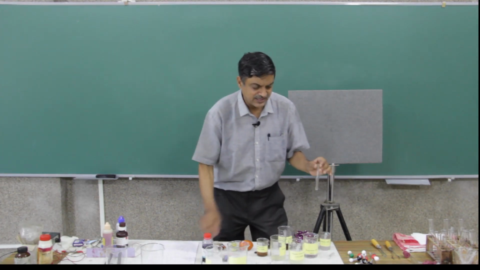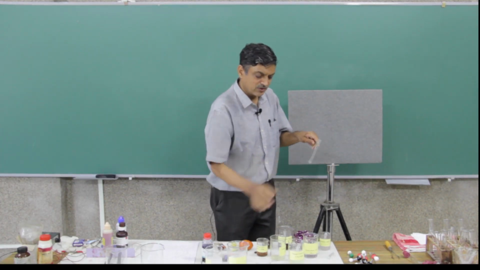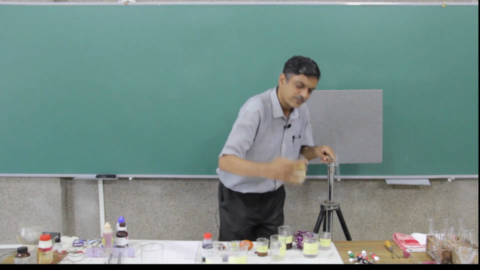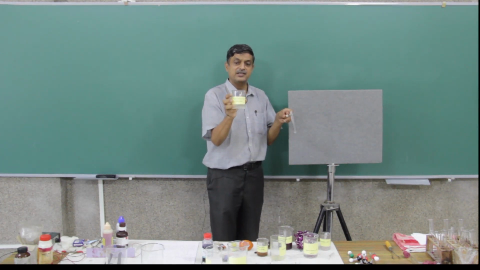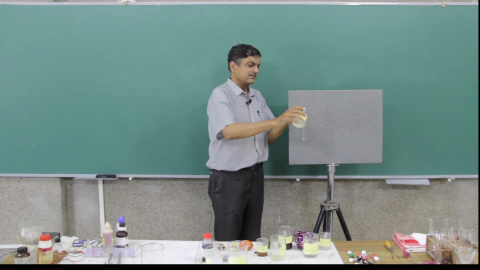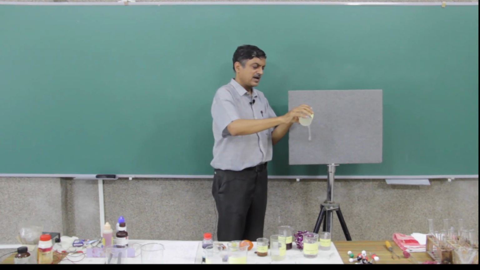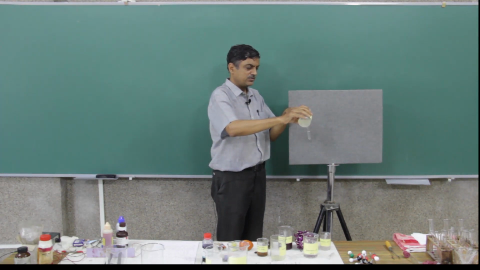So, first I take here in the test tube a small quantity of vinegar. You know, vinegar is one of the commonly used kitchen ingredients. It is chemically called acetic acid. So, I add acetic acid to this test tube.